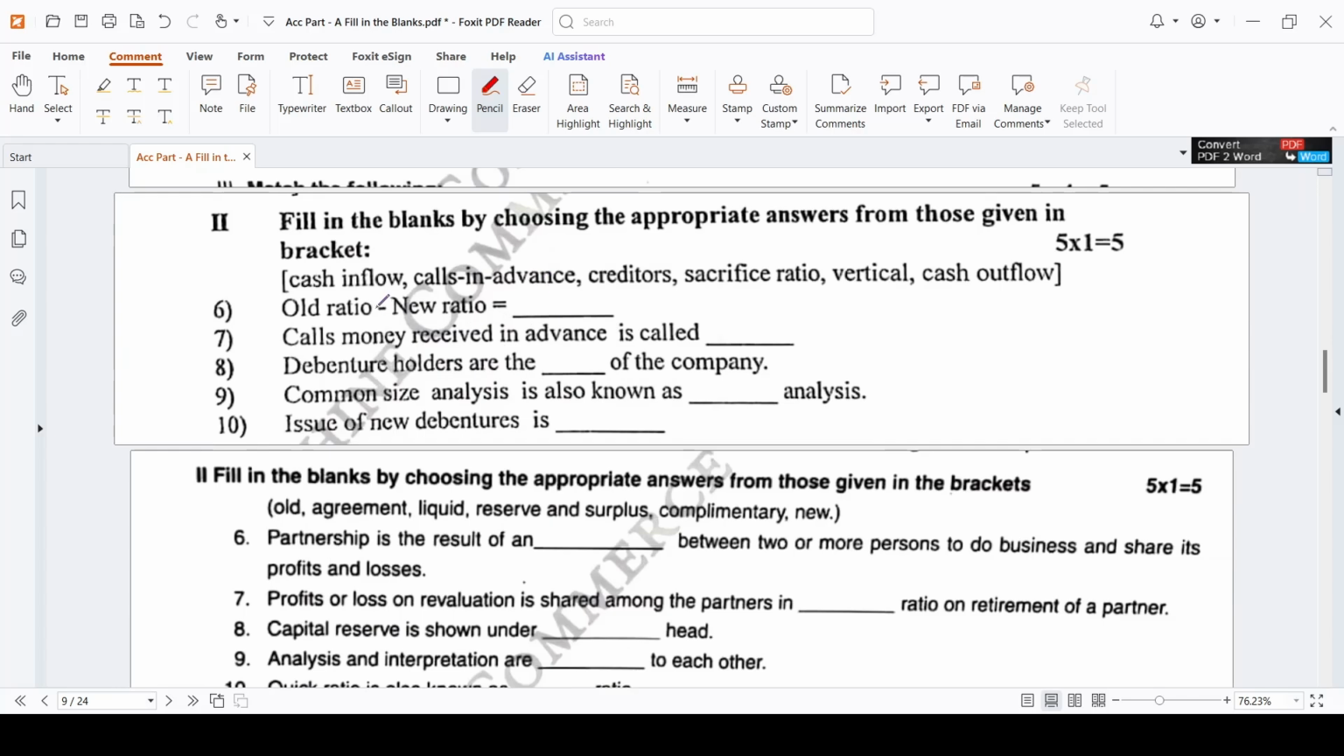Old ratio minus new ratio, sacrifice ratio. Call money received in advance, calls in advance. Debenture holders are dash of the company. They are the creditors of the company.